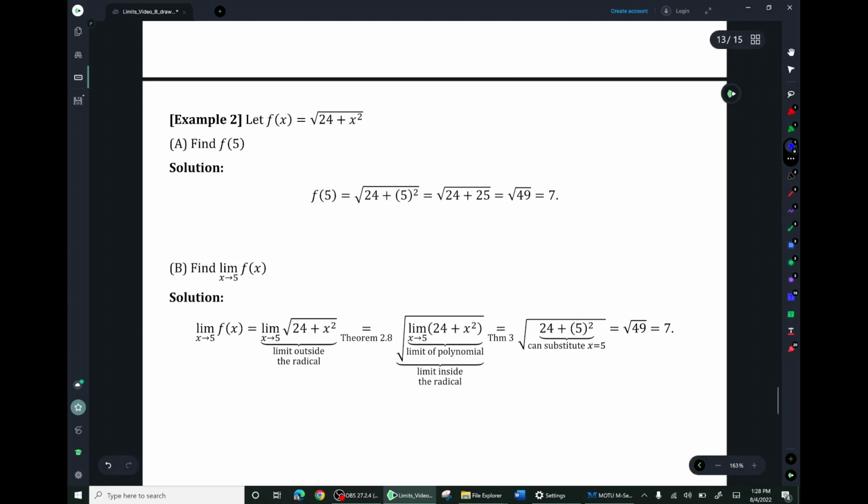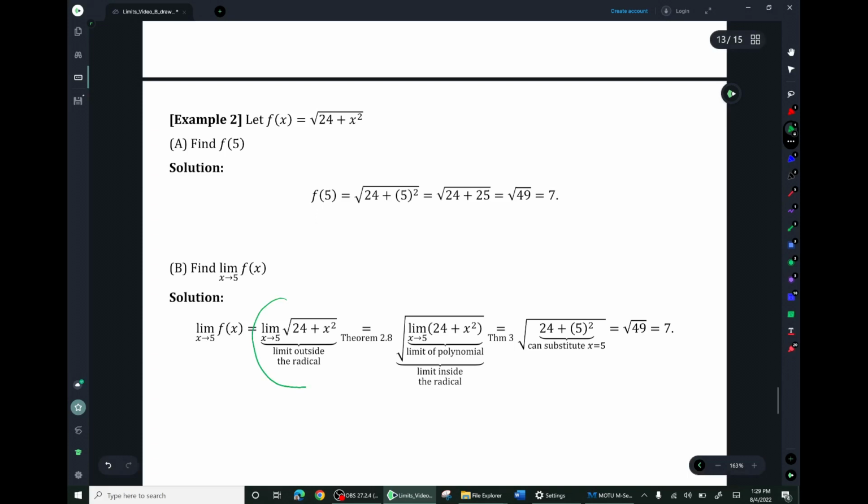So my solution format is the same as the previous solutions. I start by writing the quantity that we're supposed to find. There's the limit. And then I simply replace the symbol f of x with the formula for f of x. So instead of the symbol f parentheses x, I have this radical expression.